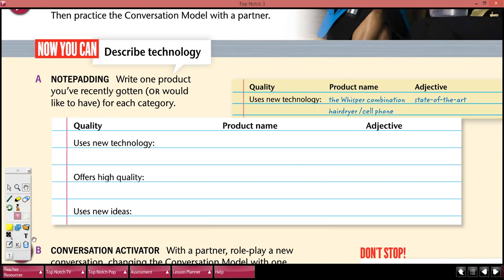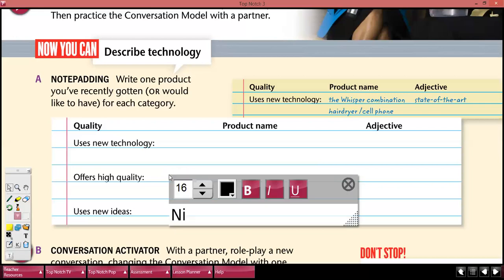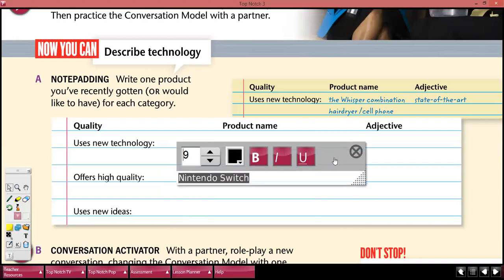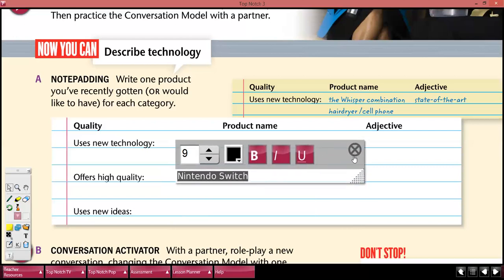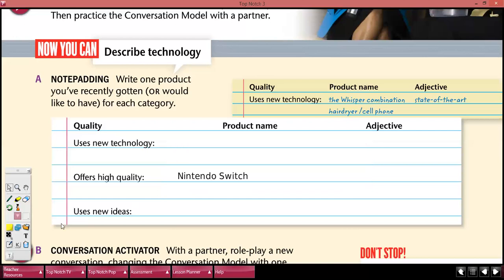Me, I'm gonna just put one example for offers high quality. Product name, I will say Nintendo Switch. Okay, yes, I would like to have one. I don't have one, but I would like to. I don't know if it uses new ideas. I don't think so, because it's like a portable game, but it's also for your house. So, well, in my opinion, it doesn't use new ideas, but offers high quality because, well, it's pretty cool.